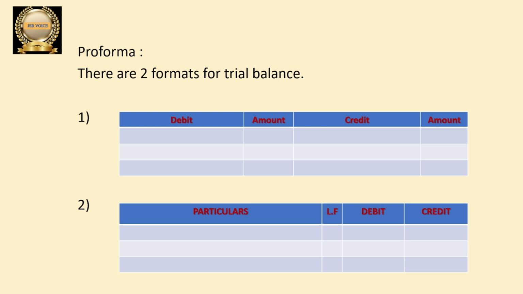Hope this is clear. If any amount is going to appear under debit, you record the item in the particulars column, but the amount in the debit column. If the item is going to appear under credit, you record the item name under particulars, but the amount you should write under credit. So this is the second format.